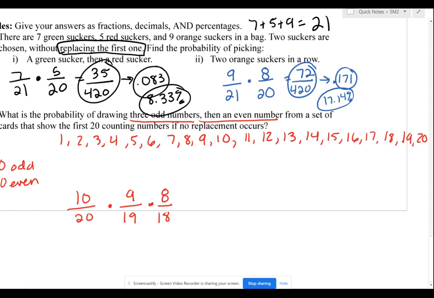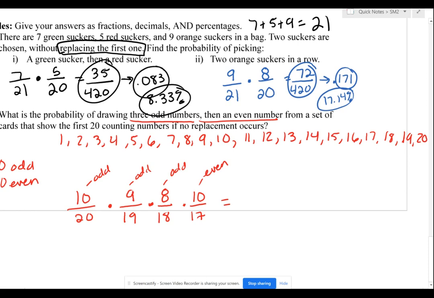Okay, and then the last one, the fourth draw, it wants to know what the probability is if I get an even number. So this one, I haven't put any cards back, so my total still goes down. But I haven't picked an even number yet, so my evens are 10. So this is my first odd, this is my second odd, this is my third odd, and then this is my even. Okay? Those are the 4 picking of cards. And then we solve by multiplying straight across.